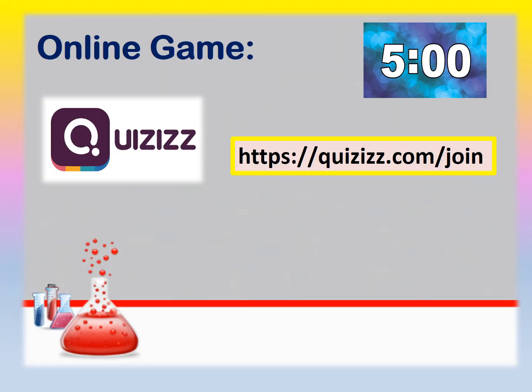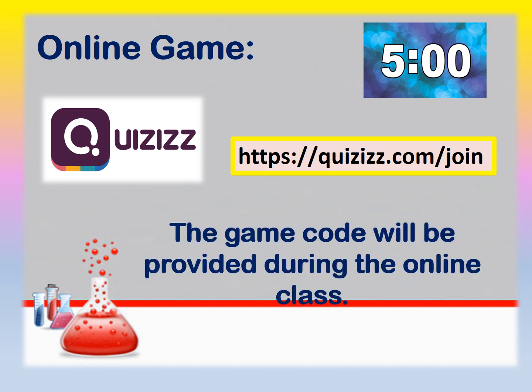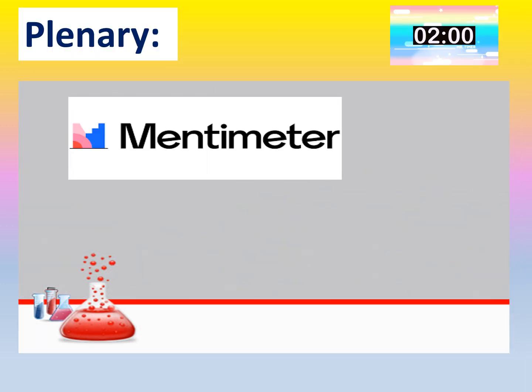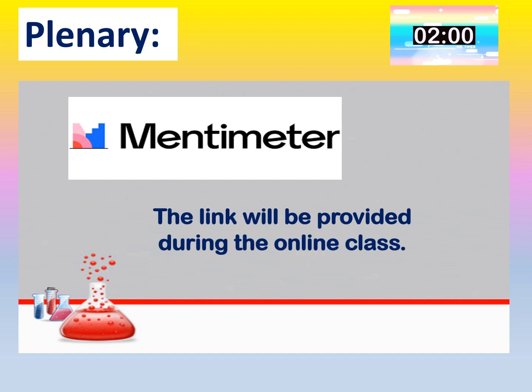It's time for an assessment. You will do your assessment in a quiz. This will be the link on how you're going to join the online game. The game code of this game will be provided during the online class. You will have only 5 minutes to answer the questions in the online game. For the plenary of this lesson, you will do it in Mentimeter. The link will be provided during the online class. You have only 2 minutes to do this activity.